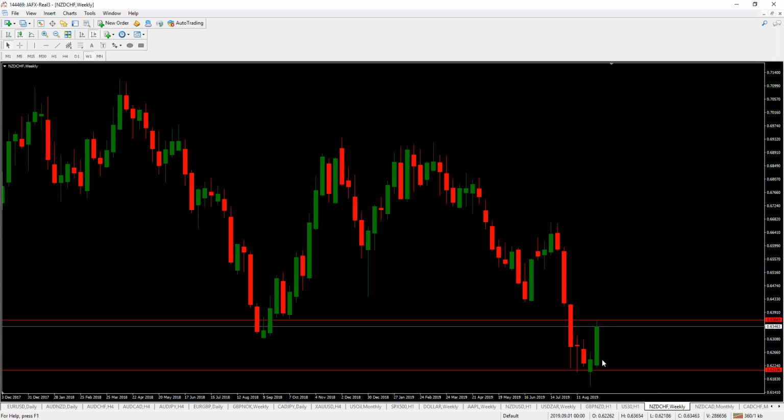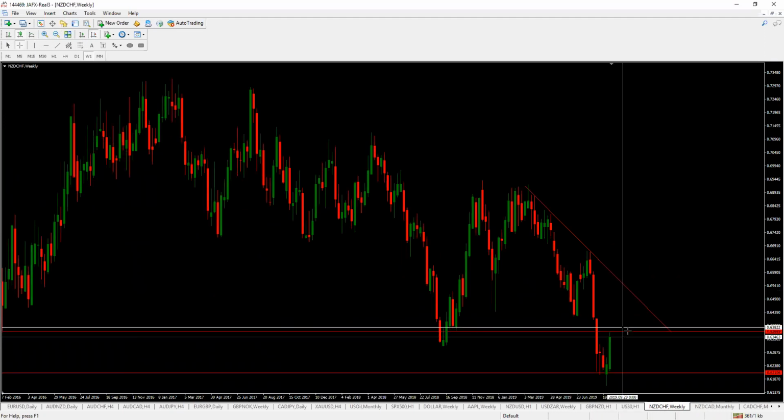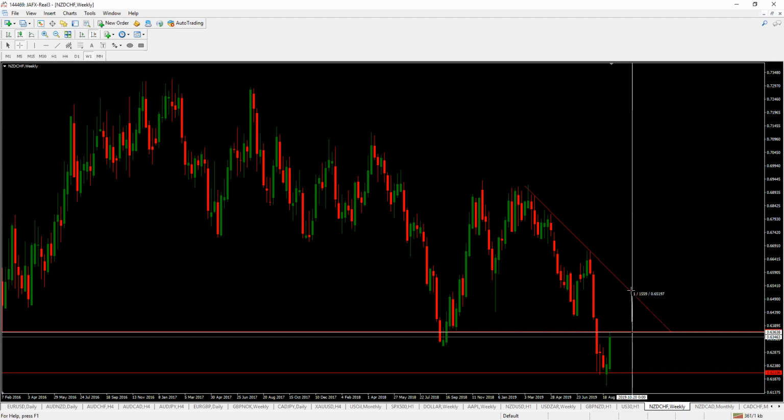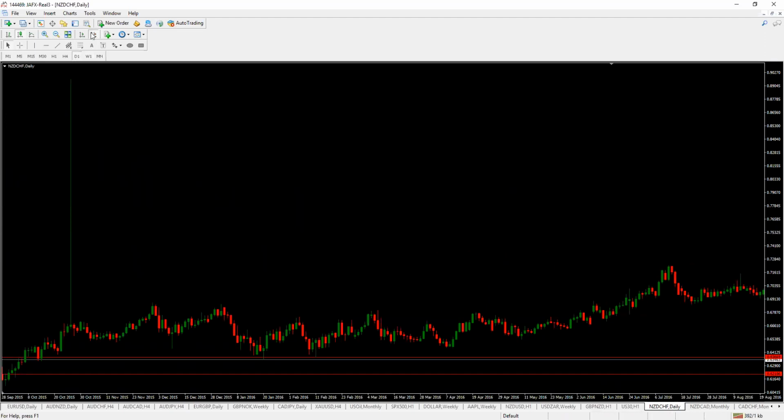Perfect. Nice setup. We actually have a reversal candle, correct? We have a reversal right on our support, perfectly. All right, let's put our trend line in there. The weekly is looking really nice. How many pips into this trend line? Okay, so 150 pips.